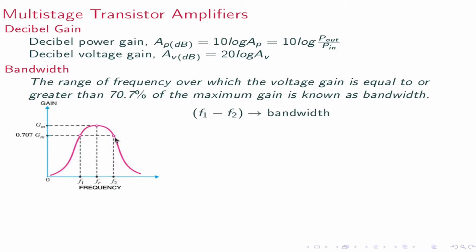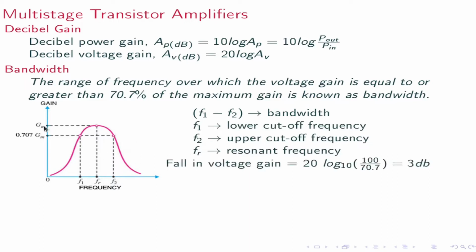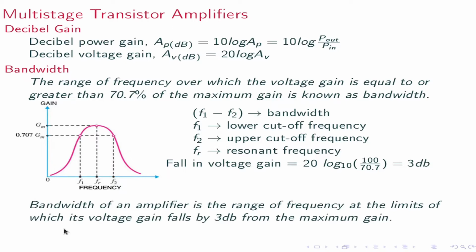F2 minus F1 is known as bandwidth, where F1 is the lower cutoff frequency, F2 is the upper cutoff frequency, and F_R is the resonant frequency. At resonance, it has G_M maximum value. Suppose G_M is 100, so this value is 70.7. So the fall in voltage gain is 20 log 100 by 70.7. This is equal to 3 dB, or we can say this is the 3 dB point. Therefore, bandwidth can be defined once again as the range of frequency at the limits of which its voltage gain falls by 3 dB from the maximum gain.